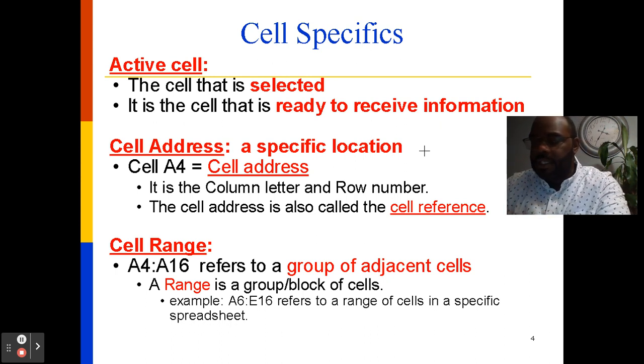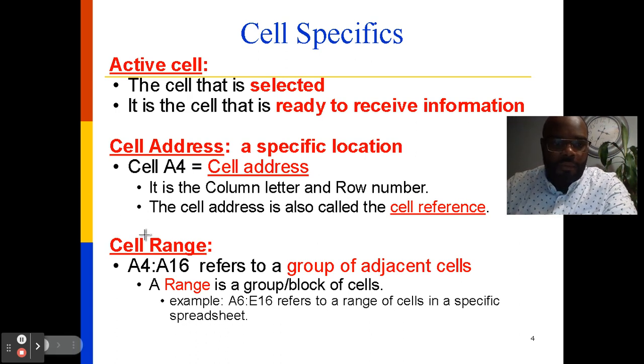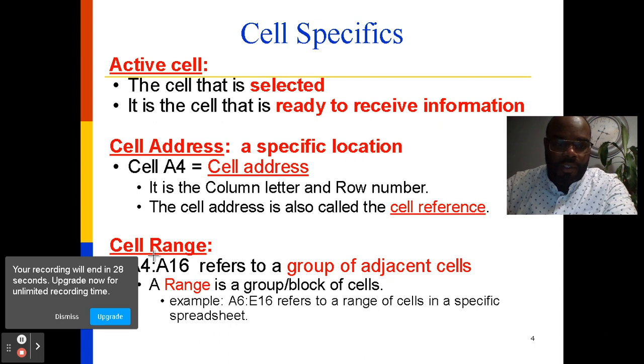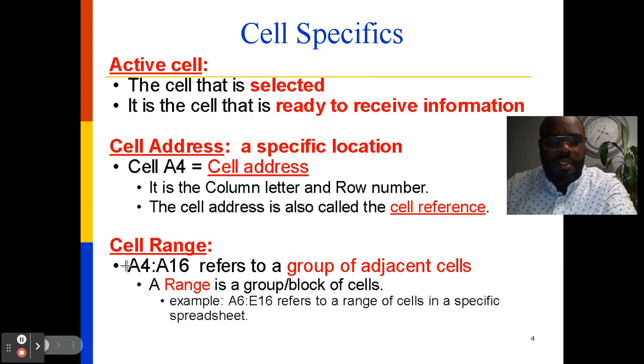Now, there's going to be a lot of times where you have to group a bunch of cells together, and that would be referred to as a cell range. All right. And that cell range begins with the very first cell, and then it ends with the last cell. And this is an example of a cell range address.